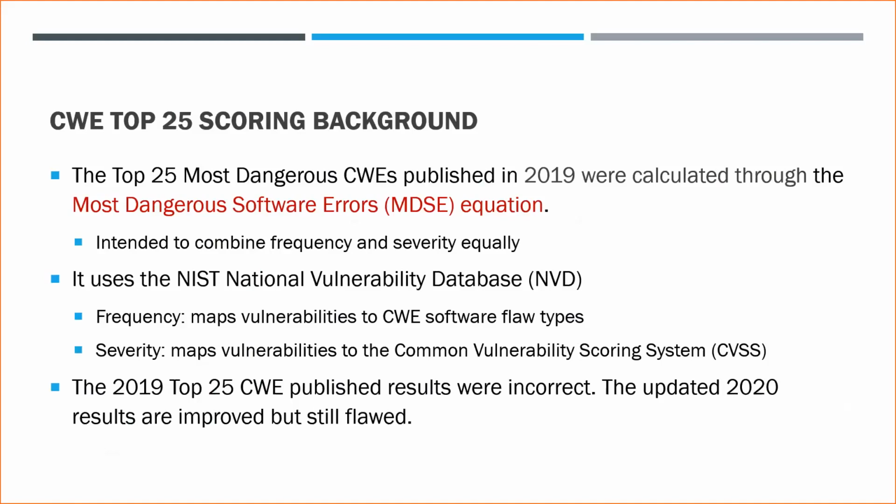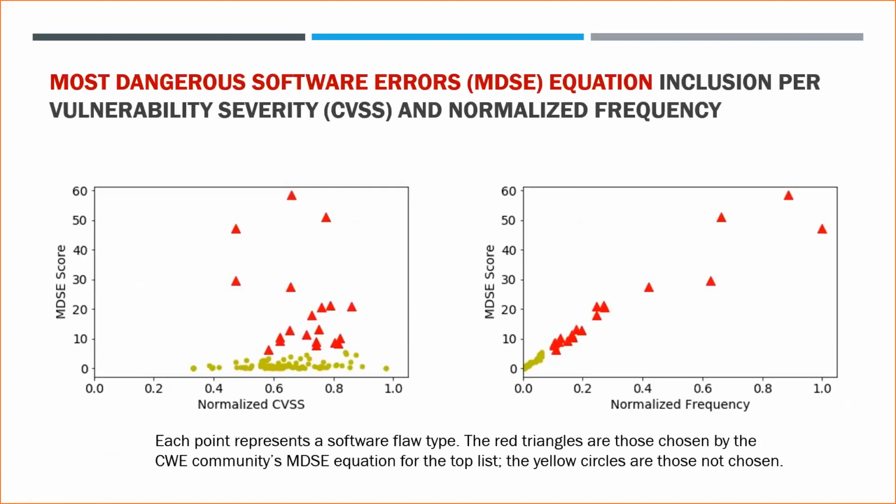Unfortunately, our work finds that the 2019 top 25 CWE list results are flawed. The updated 2020 list acknowledges some of those flaws, and it's improved, but it is still flawed. And in this work, we're going to discuss the problems here and how we propose to mitigate them. So let's look at the MDSE equation's inclusion of severity and frequency.